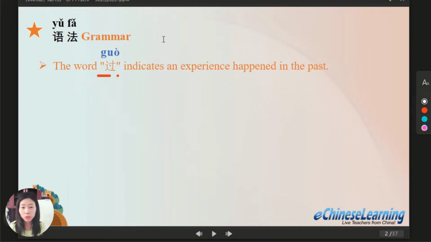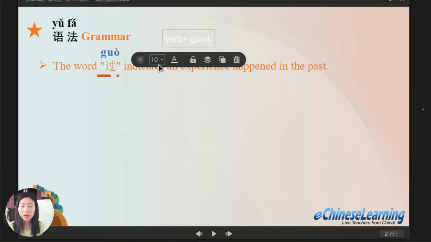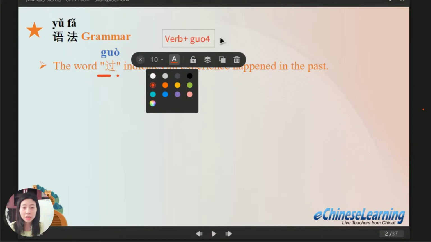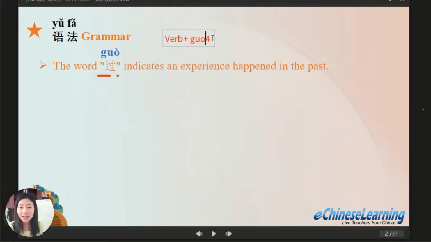Let me try to write. That will be the verb plus 过. Now I'm going to use the pinyin rather than the characters, and the number here. You can see I just put the number here, because in Chinese there are 4 tones. I use the numbers 1, 2, 3, 4 to represent the different tones. So that would be the 4th tone, the last tone. That would be the structure for verb plus 过, which means have done something. Just remember this structure. It's very useful.